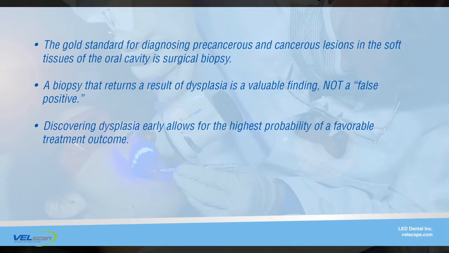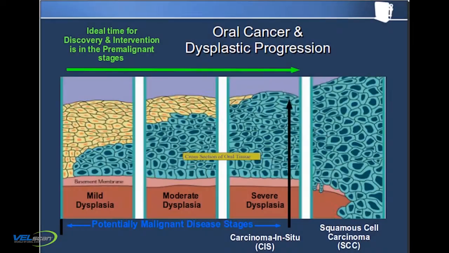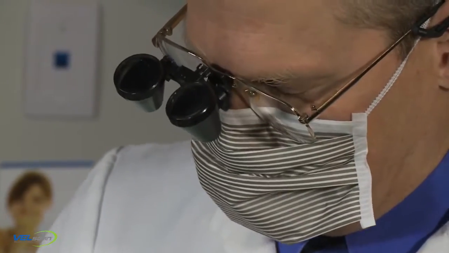Discovering dysplasia early allows for the highest probability of a favorable treatment outcome. Dysplastic lesions, depending on the grade, have an increasing risk of progressing to cancer. Discovering them early allows for the highest probability of a favorable treatment outcome. Opinions differ on the treatment options for the various degrees of dysplasia, but it is generally accepted that detection is critical, as is regular follow-up.